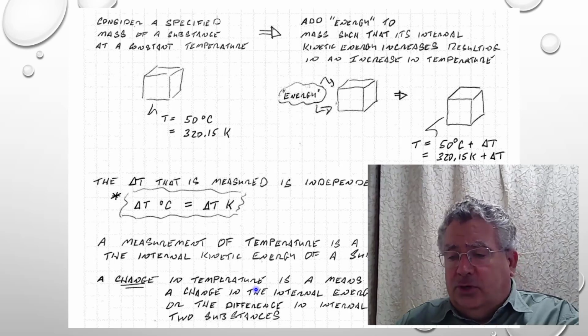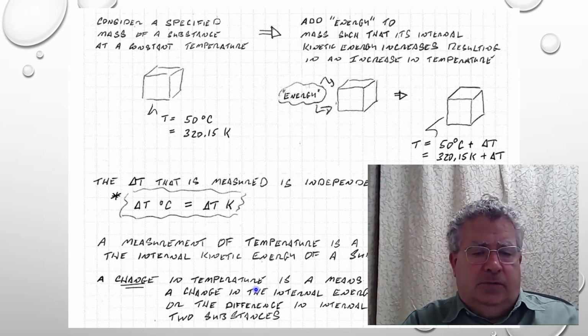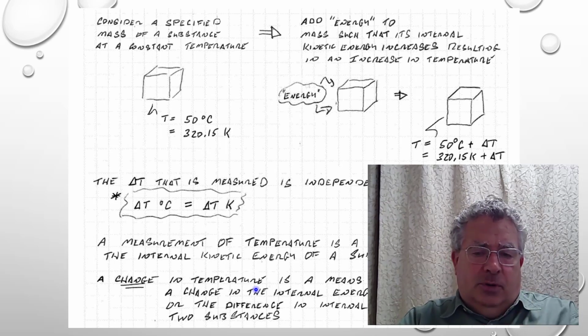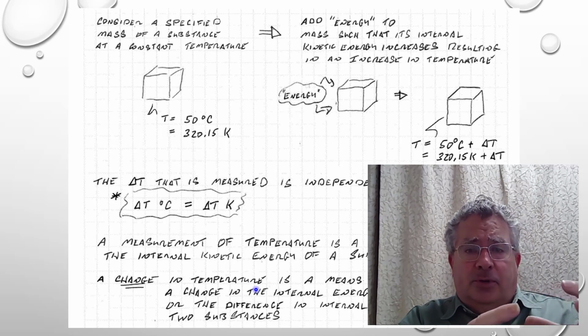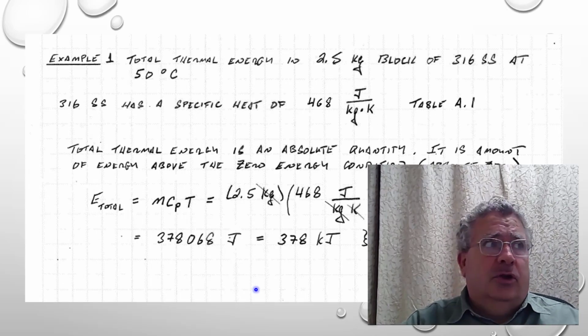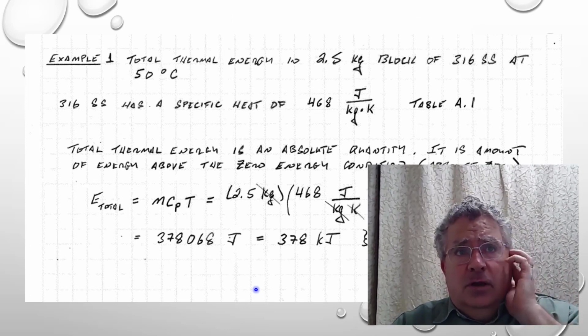So you could take the temperature of block 1 and the temperature of block 2. The delta T between those two would give you the difference in energy between those two substances. Or if you measure the temperature of block 1 and then measure it again after you've added or subtracted energy, that will tell you the change in its internal energy. So let's take a look at an example.